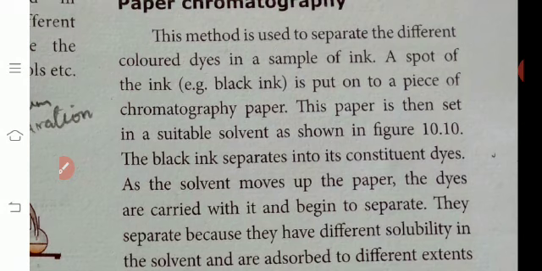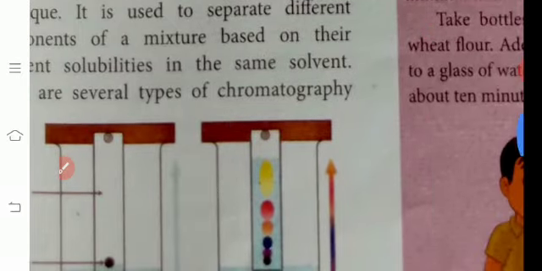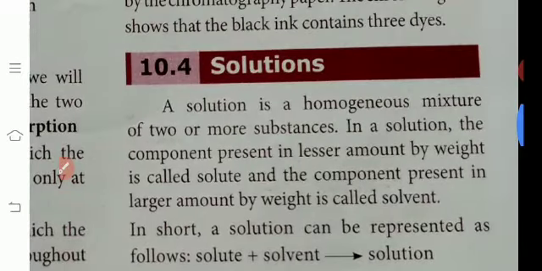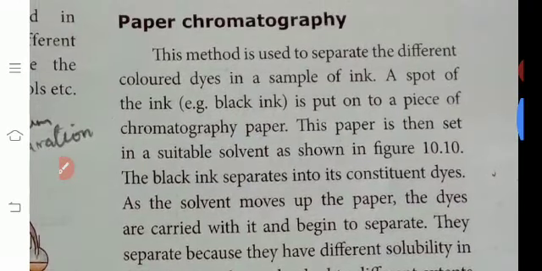Okay, this paper is placed in a suitable solvent. Solvent means water or any alcohol. So you take that solvent as shown in the figure. Here see the figure, this figure. So this paper is in a suitable solvent as shown in the figure. The black ink separates into its constituent dyes.